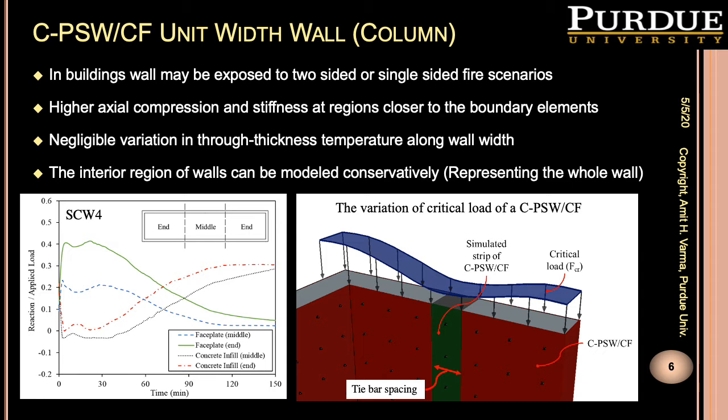The cross-section of the simulated wall with boundary elements was divided into three regions along the width, which would have one middle region and two ends. In the finite element model, a rigid constraint was applied to the top surface of the wall. The axial load was uniformly applied along the width of the wall.